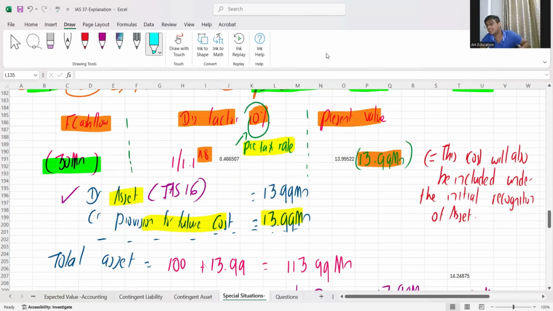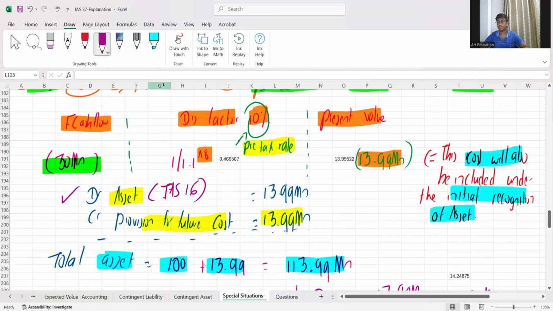Since this is an initial cost, you can add this to your asset's value under the initial recognition of the asset. So the cost was 100 million plus your future dismantling cost at present valued at 13.99. So your total asset value would be 113.99. Until here, we are done with two steps.